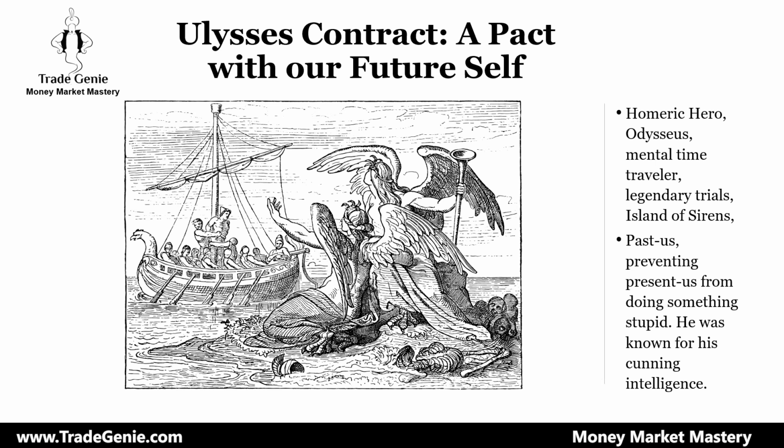He asked his sailors to tie him onto the mast, and told them that no matter what I tell you, you don't let me go. And he did not put the wax in his ears, so he was hearing the sirens. His sailors were not hearing, but he was tied to the mast. So this is called Ulysses contract.